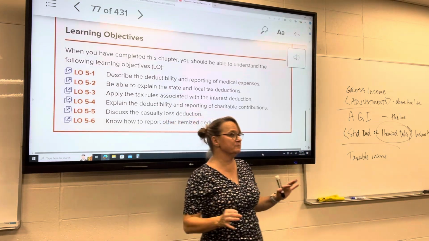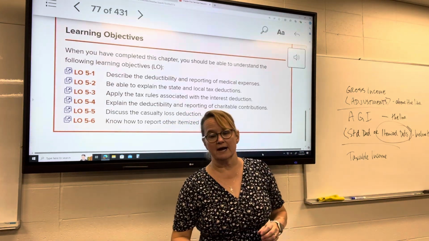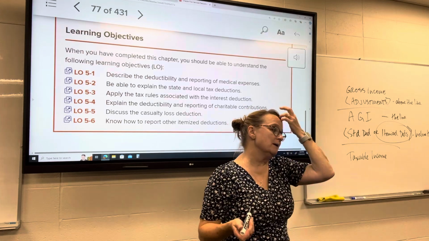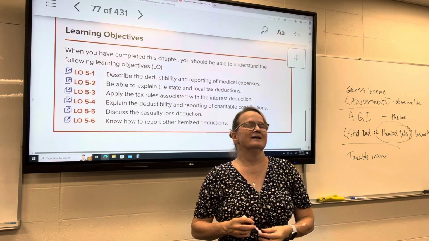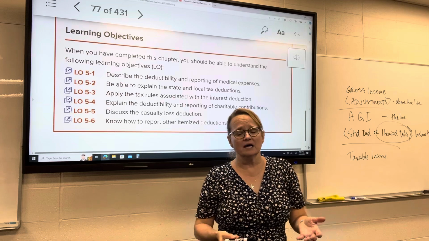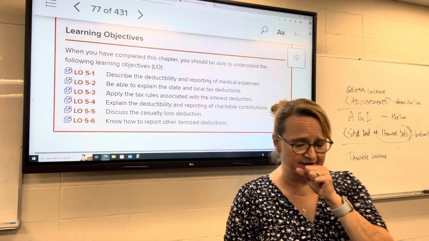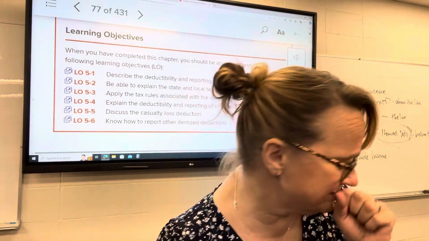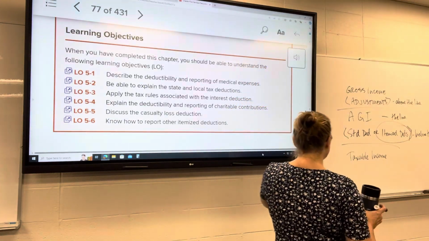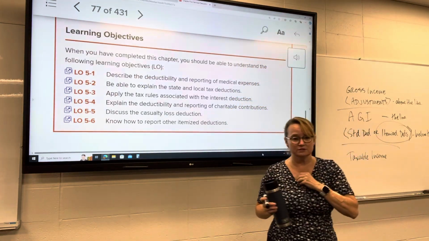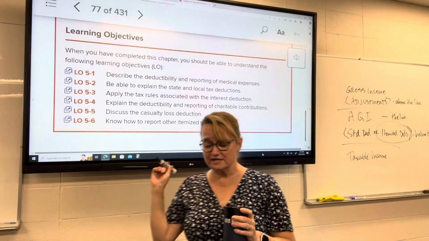Itemized deductions used to be a lot more important than they are now. Not to say that they're not important, but a lot more taxpayers used to take advantage of them. And excuse me, I don't mean take advantage in a negative way. I just mean they used to use them and file that Schedule A.